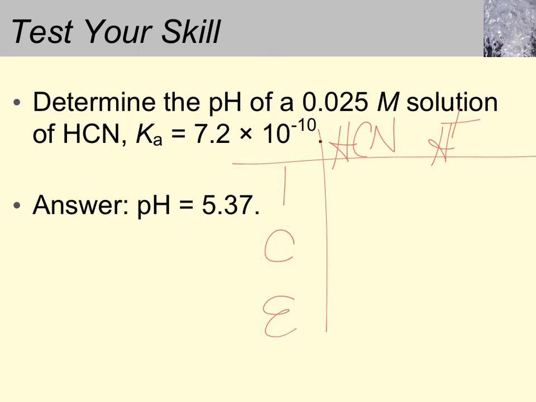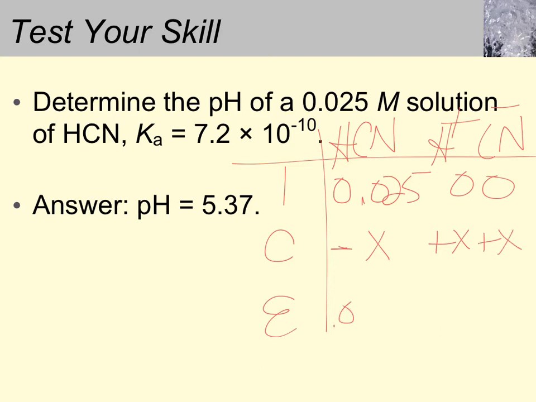And this time I'm going to put H+ instead of H3O+ because I'm getting lazy. The initial concentration of HCN is 0.025, 0 for the products, minus x, plus x, plus x, 0.025 minus x, these are each x. Look at that Ka, beautiful.